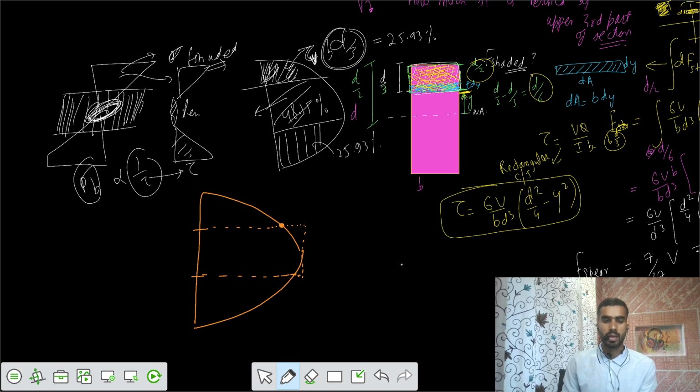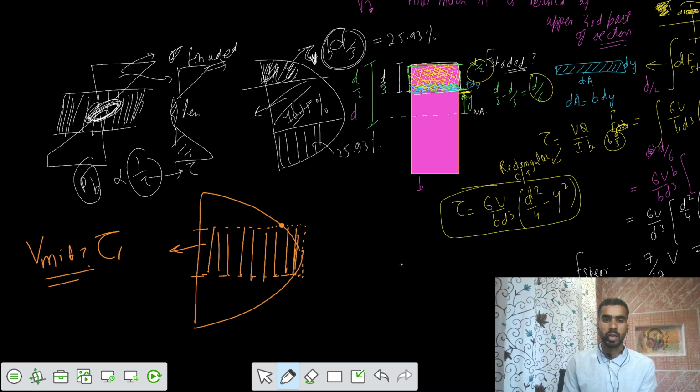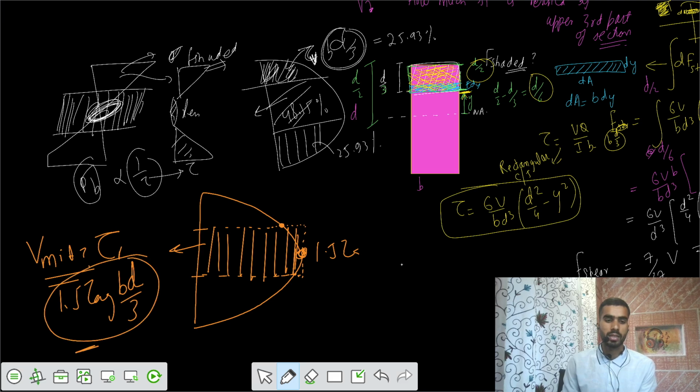you first solve how much shear force the middle part can resist. That will be the shear stress, with the maximum being 1.5 tau average, times the area. We can write 1.5 times tau average into width b into d by 3. So we got this one, and you subtract the extra part that we have.